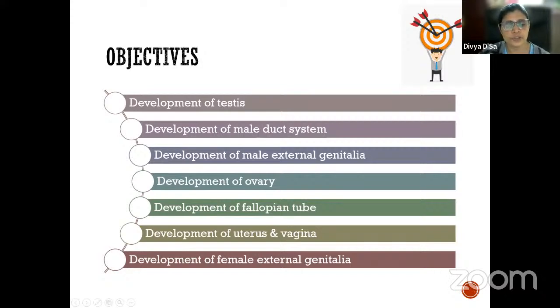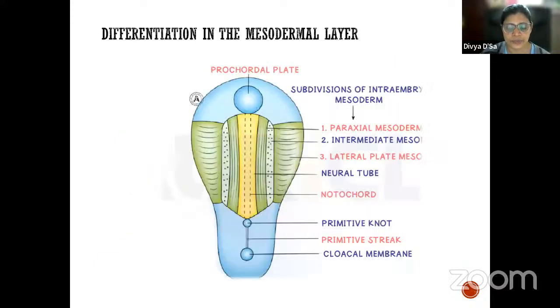Okay, so the objectives of today's class are we'll be studying about the development of testes, the male duct system, the male external genital area, the female gonads, that is ovary, fallopian tube, uterus and vagina, and the female external genitalia.